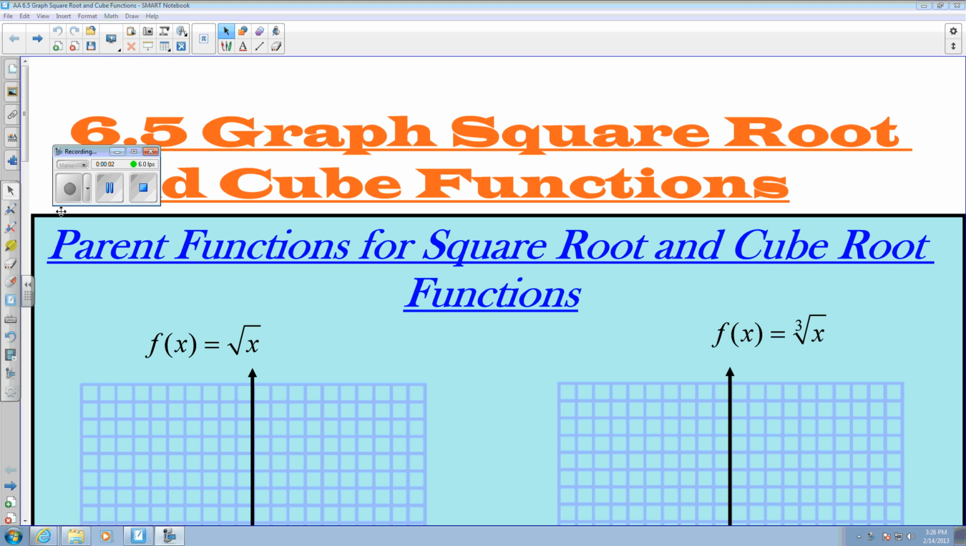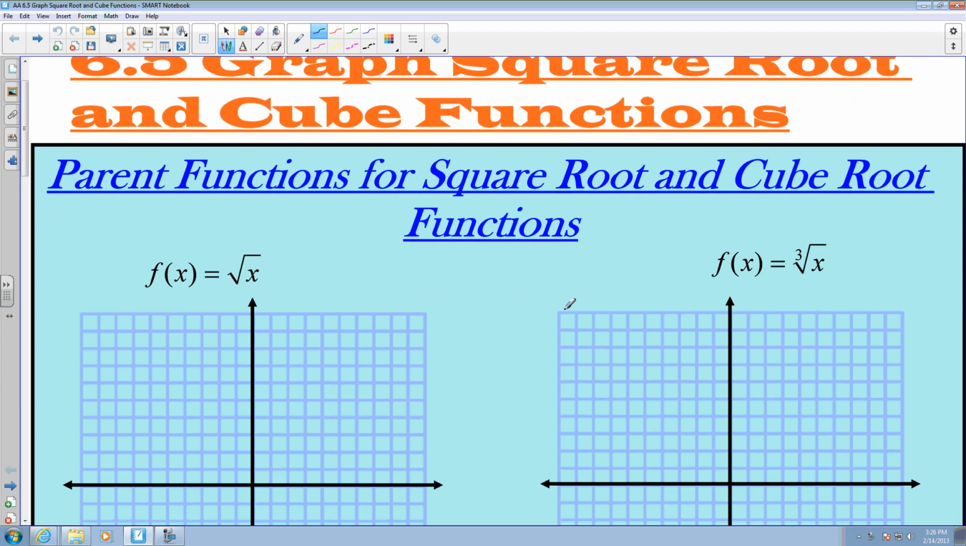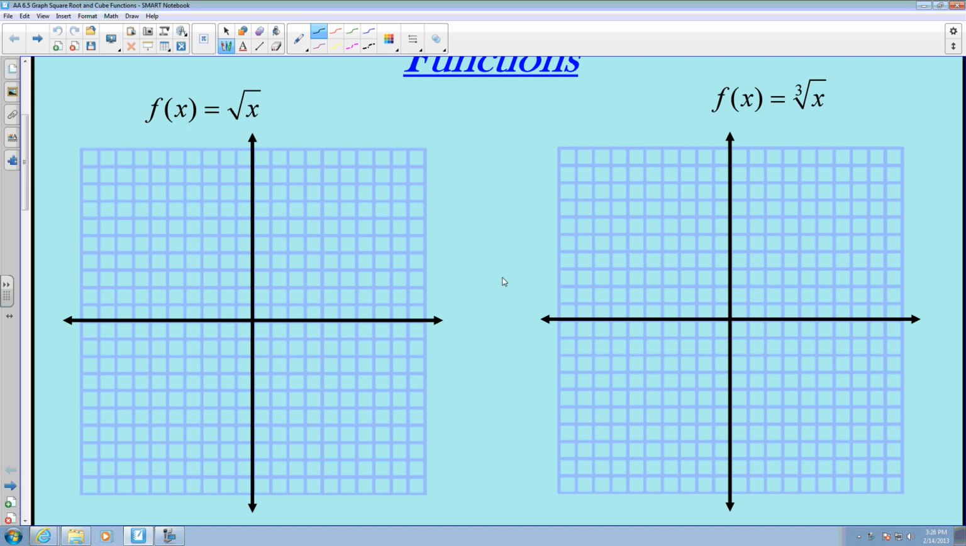All right. We are in section 6.5 where we are going to graph square root and cube root functions. Just like all of the other functions we've had through the course of mathematics to this point, each of them has what is called the parent function. And this doesn't change for either f of x equals the square root of x, or y equals the cube root of x.